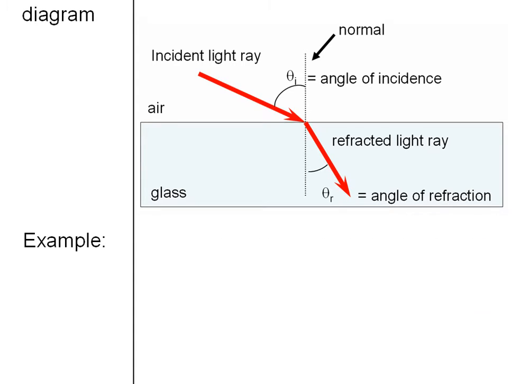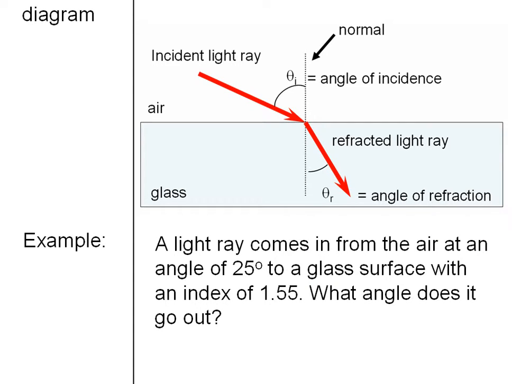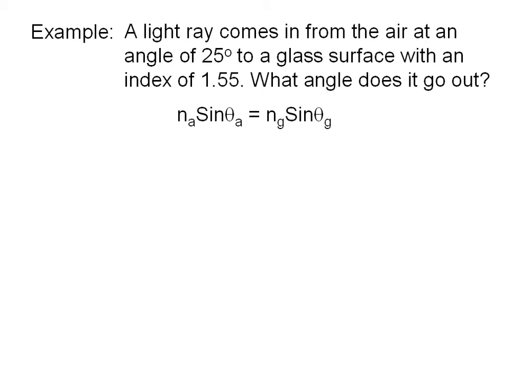Let's look at a sample problem. A light ray is coming in from the air at an angle of 25 degrees to the surface of the glass with an index of 1.55. What angle does it come out? So we're going to be using Snell's law. I have A on here for the air side and G for the glass side. We know the N of the air is going to be 1, and they gave us the angle 25 in the air. We're looking for the angle in the glass. So we're going to be solving the equation for theta glass.